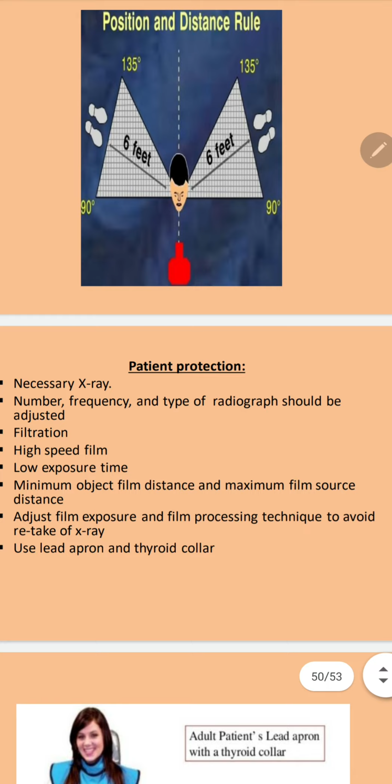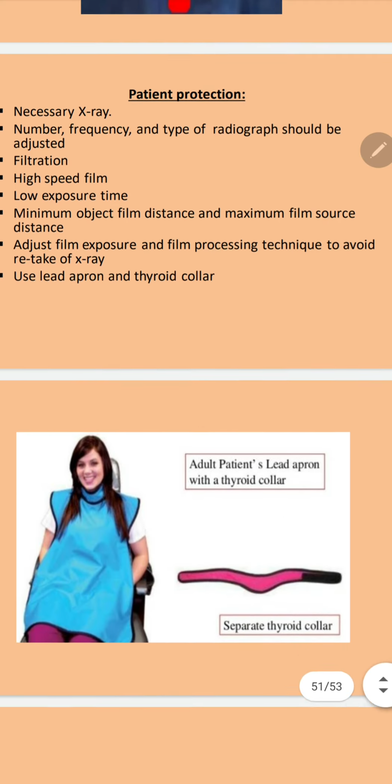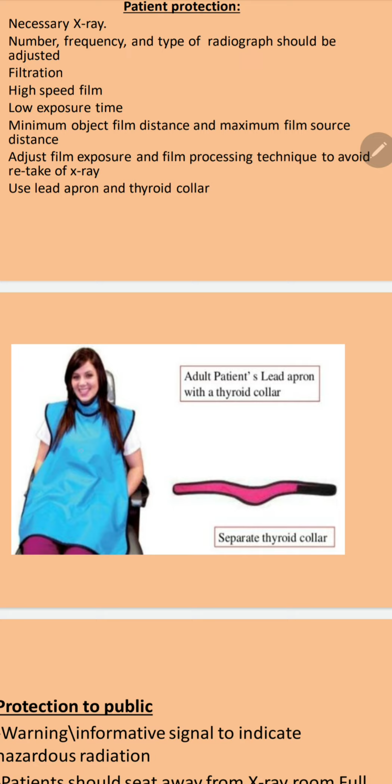Patient protection. Necessary X-ray number, frequency, and type of radiograph should be adjusted. Use filtration, high-speed film, low exposure time, minimum object-film distance, and maximum film-source distance. Adjust film exposure and film processing technique to avoid retakes of X-ray. Use a lead apron and thyroid collar. This picture shows the lead apron and the thyroid collar for the patient.